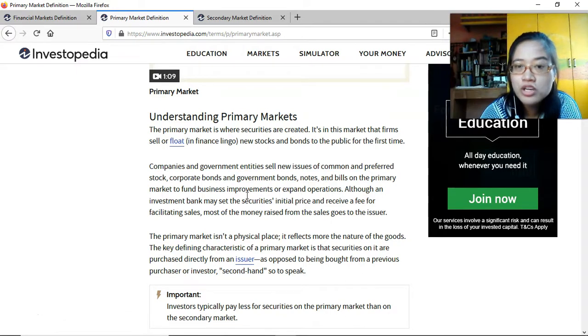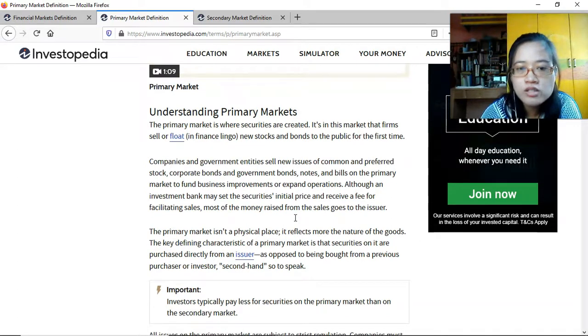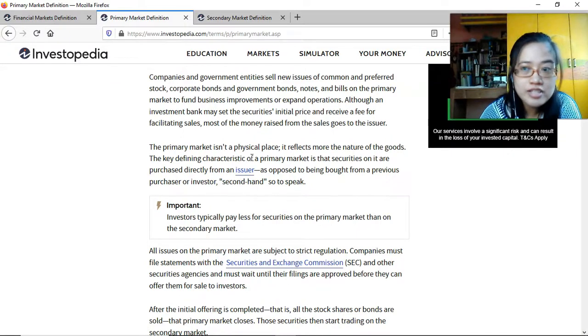That's normally the reason for issuing the securities: to get additional funds. Although an investment bank may set the security's initial price and receive a fee for facilitating sales, most of the money raised from the sales goes to the issuer, of course. The primary market isn't a physical place. It reflects more the nature of the goods. The key defining characteristic of a primary market is that securities on it are purchased directly from an issuer and for the first time, as opposed to being bought from a previous purchaser or investor, which is essentially second-hand, so to speak. That's why it's also called the secondary market.